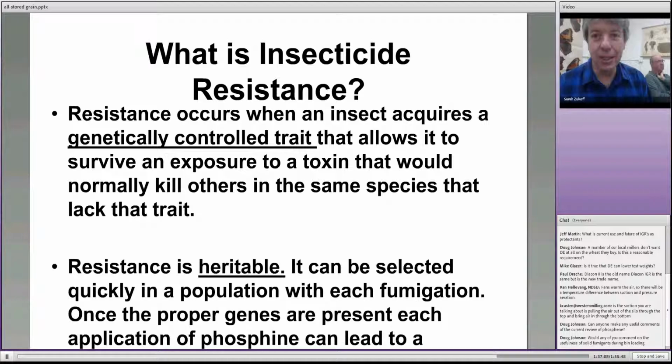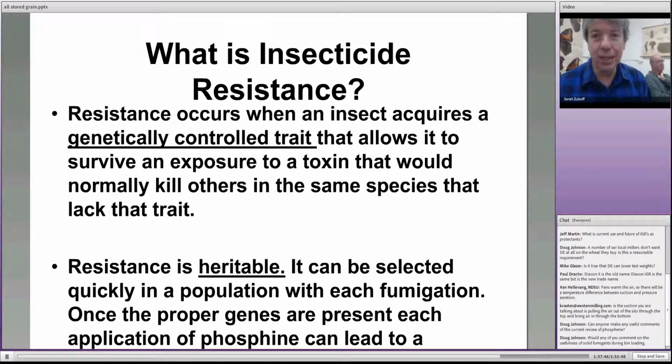Resistance, therefore, since it's genetic, is heritable. In other words, the babies can inherit it from the parents in the case of the insect. They can spread it along every time they survive a fumigation and they mate and have babies. It can also be selected quickly, okay? So this is unnatural selection, but we're doing it with phosphine. Every time we treat grain with phosphine and there's resistant insects in there, we're allowing them to be the parents for the next set of babies. So each fumigation you can select resistant insects, and once those genes are present in the population, this can happen kind of quickly every time that there's a phosphine fumigation.